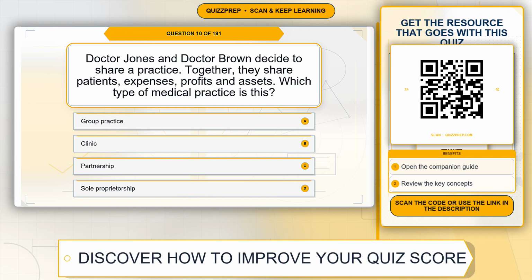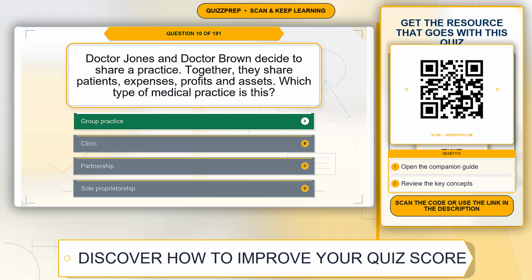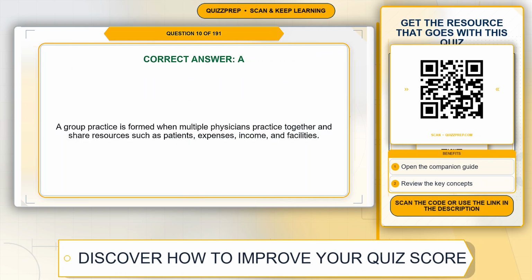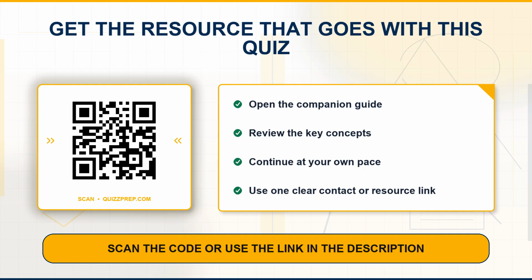Question 10. Dr. Jones and Dr. Brown decide to share a practice. Together, they share patients, expenses, profits, and assets. Which type of medical practice is this? Option A, group practice. Option B, clinic. Option C, partnership. Option D, sole proprietorship. The correct answer is option A, group practice. Explanation. A group practice is formed when multiple physicians practice together and share resources such as patients, expenses, income, and facilities.